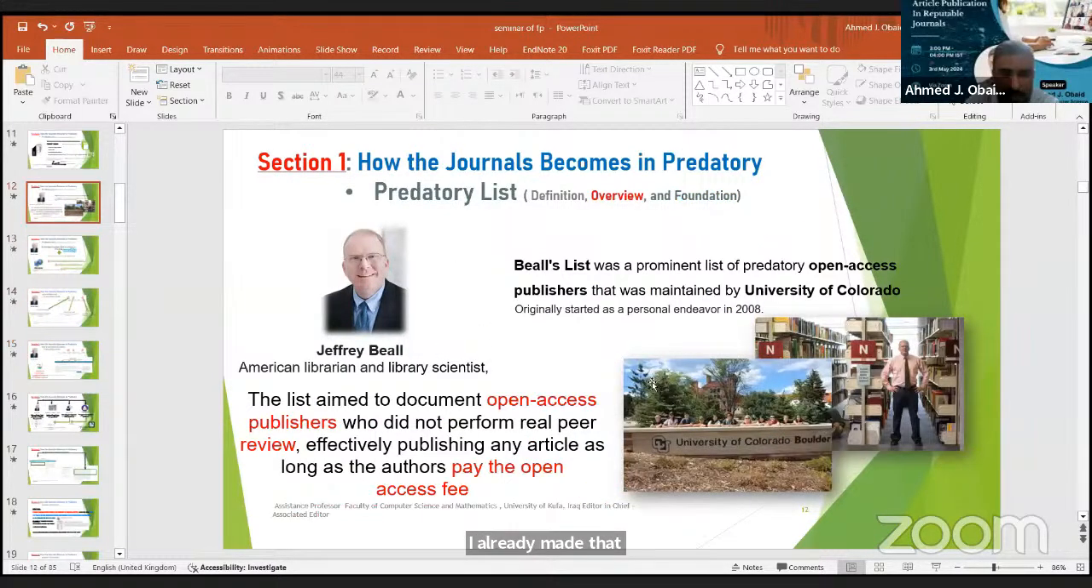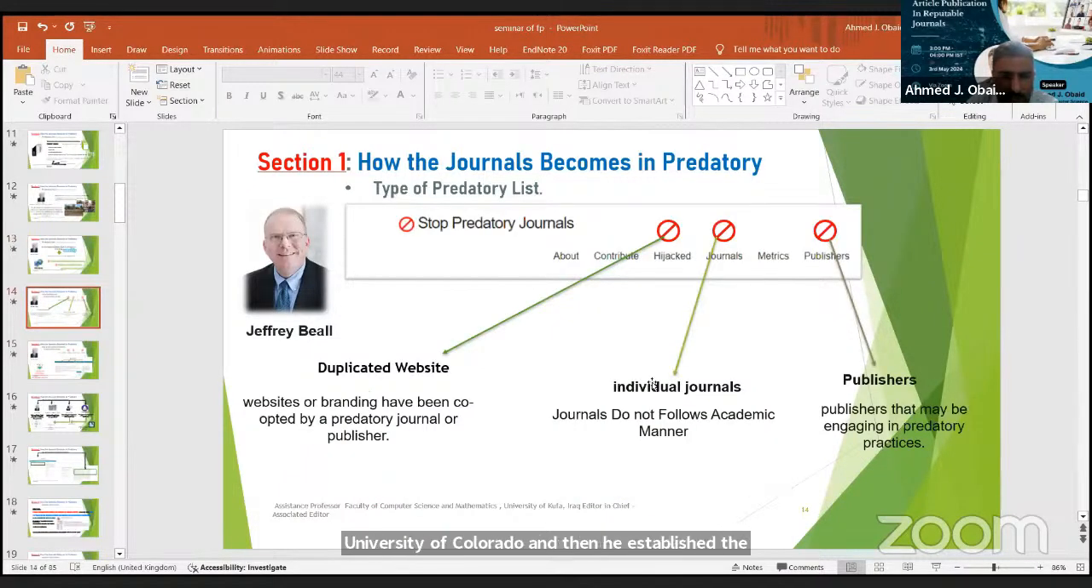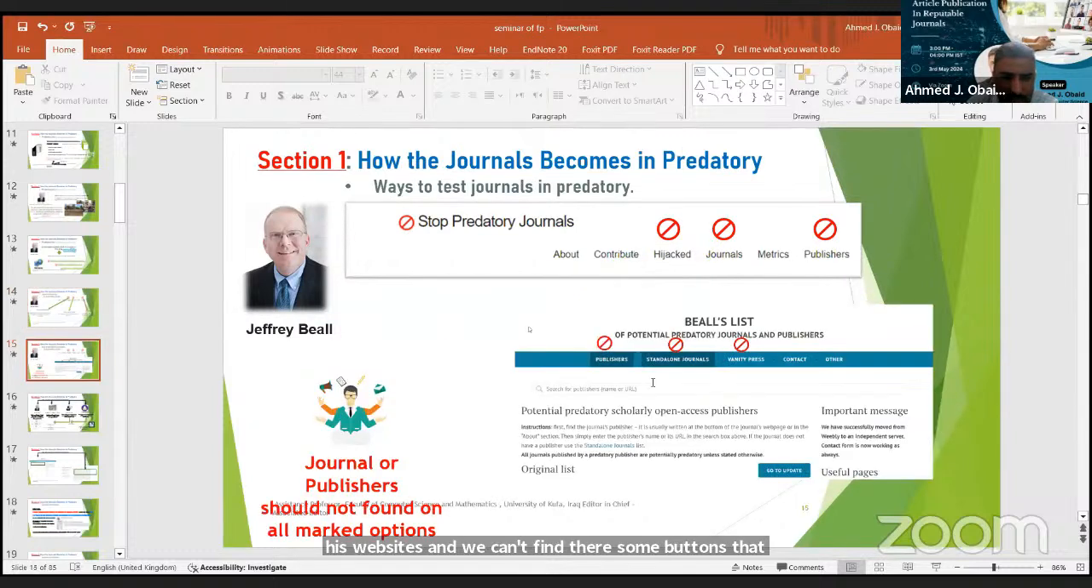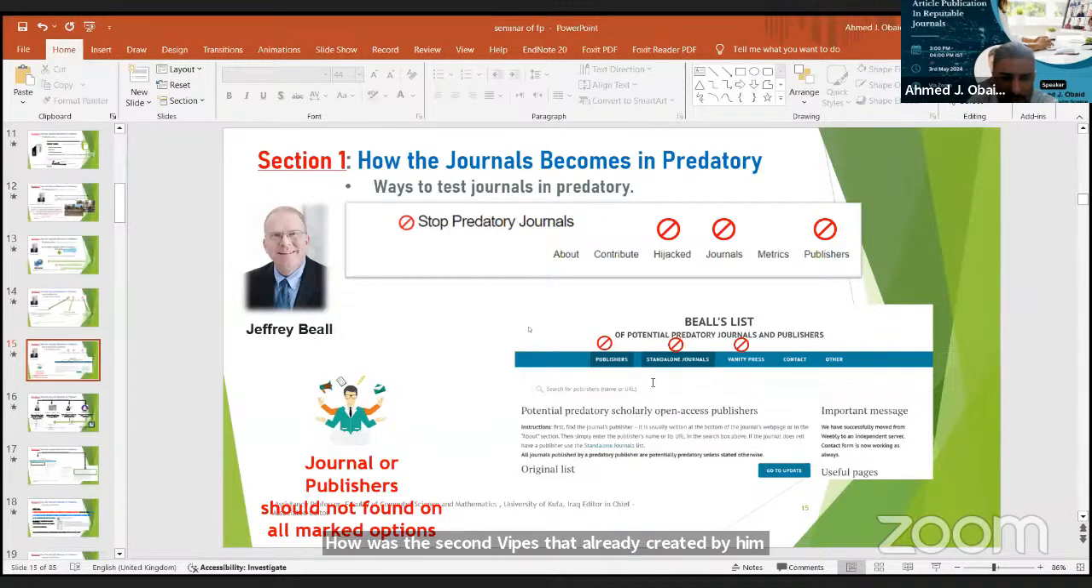Okay, so let us go back to the slides and what we were talking about, Jeffrey. He is a scientist at the University of Colorado, and he established the websites, sorry, a free blog and then websites, to define the rules. This is the content of his websites, and we can find some buttons there that relate to our seminar. Here is the second website he created, with advanced preferences in web techniques, for example search, tags, keywords, and so on.